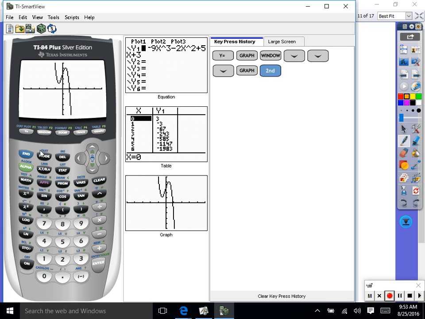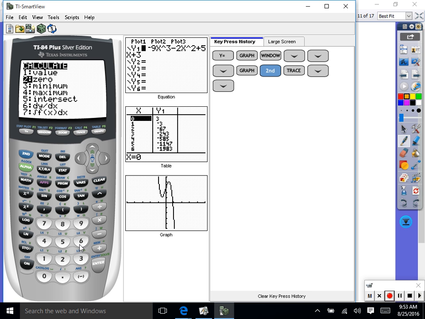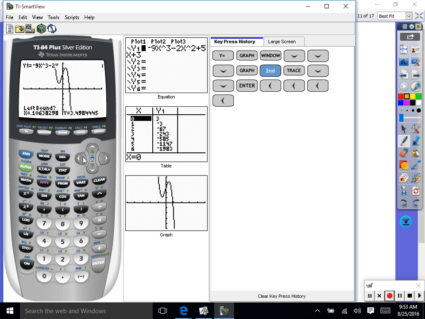So you'll do second, trace, go to minimum, hit enter. Now this is the minimum value. If you do not do this part right, your calculator will give you the wrong point. So it says left bound. We need to be left of the minimum, anywhere left. So take your arrows, scroll left. Now look, I don't care as long as I know I'm left. It doesn't matter where. You see how I'm left of the min?